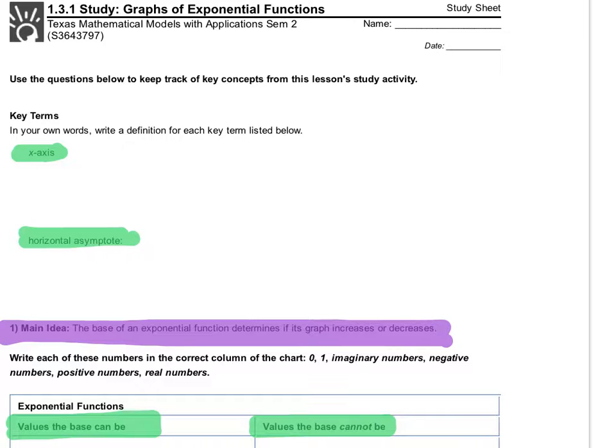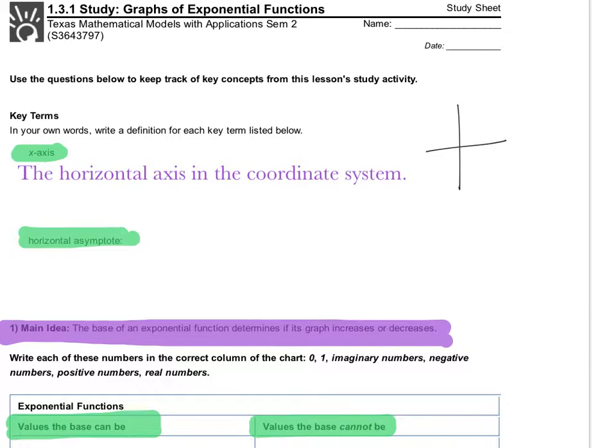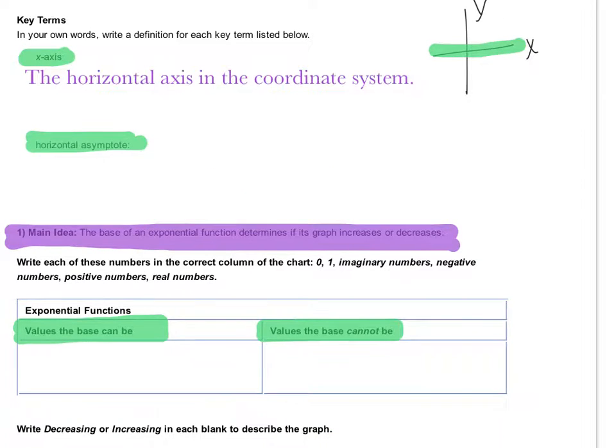The first one is the x-axis, and the x-axis is nothing more than the horizontal axis in the coordinate system. It runs left to right. So this right here will be an example of the x-axis. So that brings us to our first main idea.